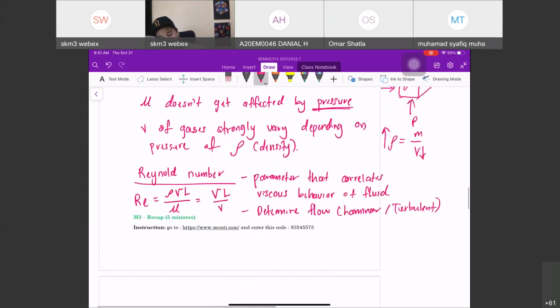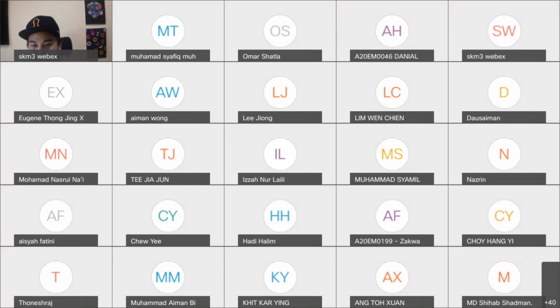All right, now we have covered all the fluid properties. Let's have a quiz. Now let's go to www.menti.com. Those who get the highest score will be the winner. Let me unshare this one and share the next screen.